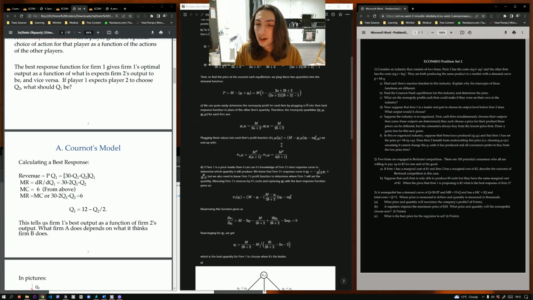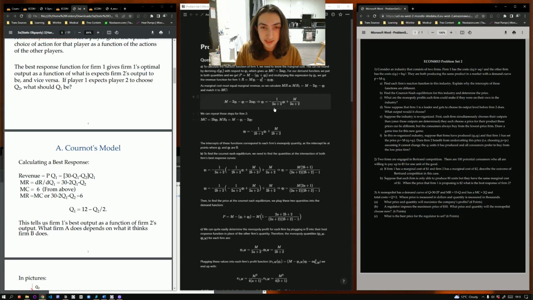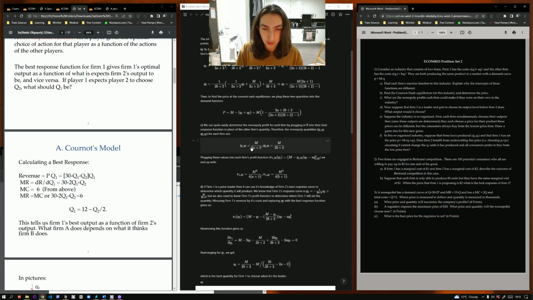Anyways, on to C. What are the monopoly profits each firm could make if they're on their own in the industry? So, again, we can see that if we inserted 0 as Q2, we'd get the monopoly quantity, which would be m over 2a plus 2, and then in this case would be m over 2b plus 2. So we retrieve those, okay, and then what we do is we put those quantities into each firm's profit function.